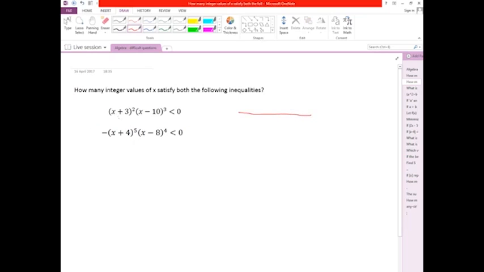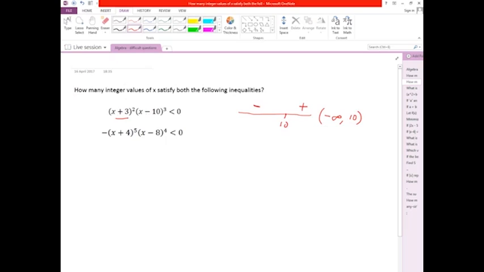What we had decided there was that if a term is always going to be positive, you can ignore it. So here (x plus 3) squared is always going to be positive, so you can ignore it. (x minus 10) cubed less than 0. So you'll just plot 10 as one of the key points. It will be positive to the right of 10 and it will be negative to the left of 10. So the values which solve this inequality are minus infinity to 10.